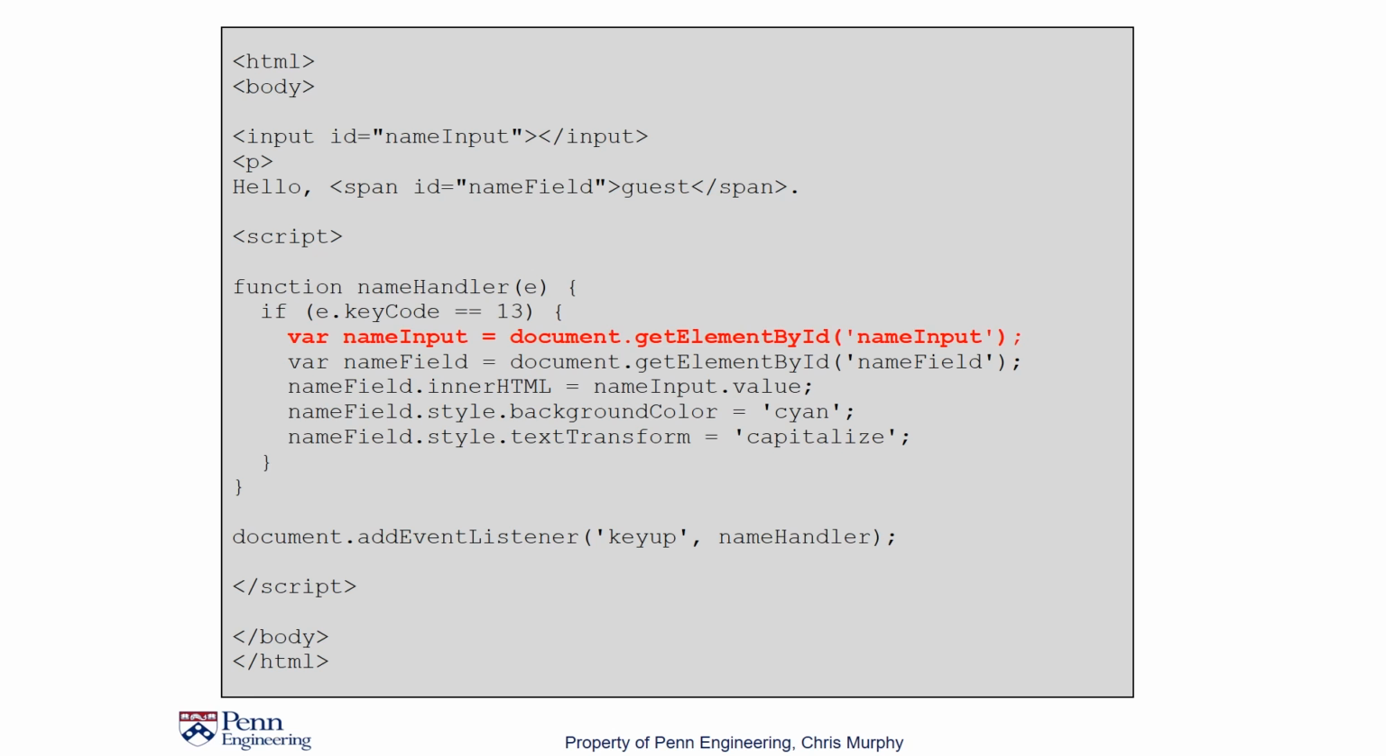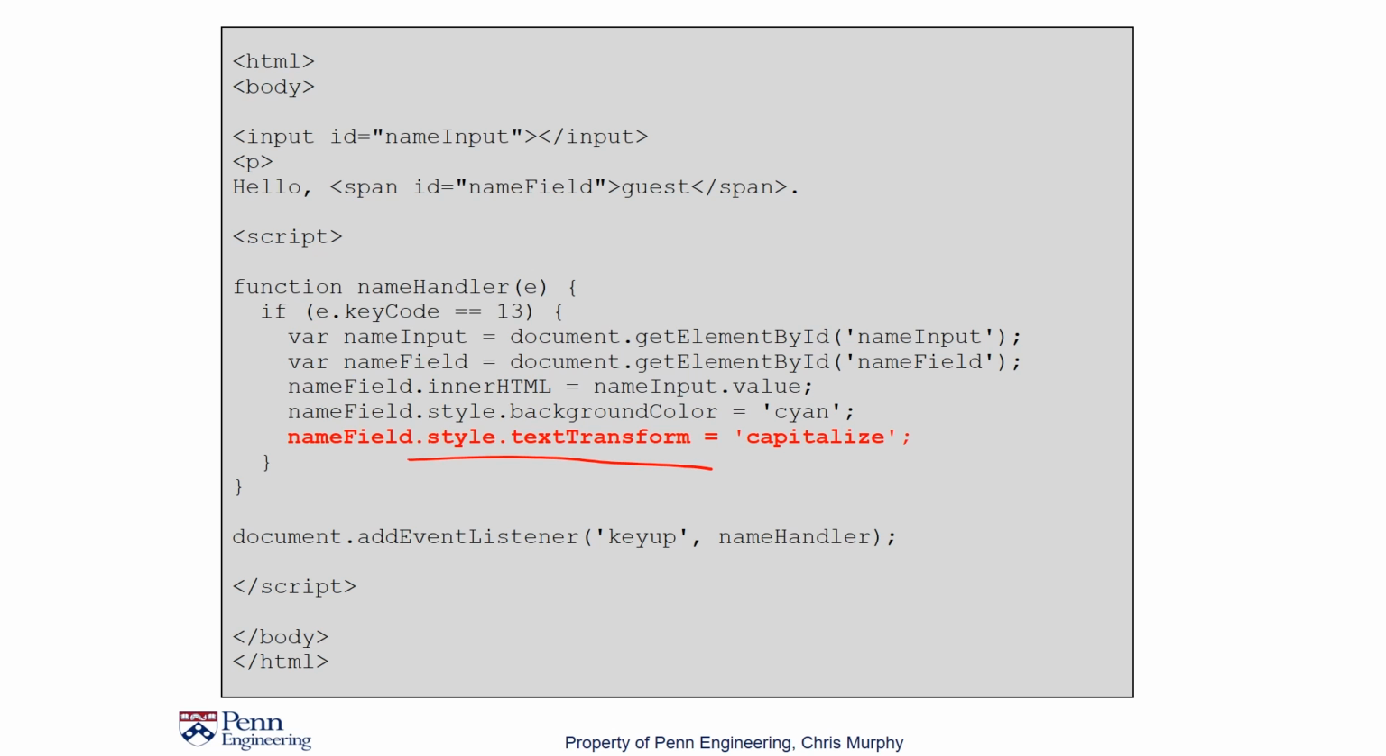If they did, we want to get the name input element, which is this input box. We want to get the name field element, which is this span here. And we want to set the HTML in the name field to the value in the input box. That will copy the value from the input box into that span, but we also want to change the background color to that light blue or cyan color using the name field style property. And then we can capitalize the first letter of each word using the textTransform property in the style.